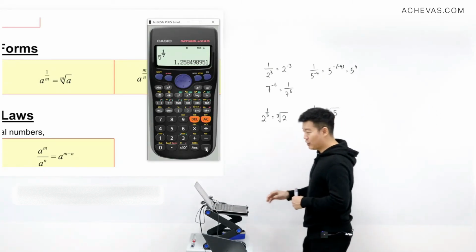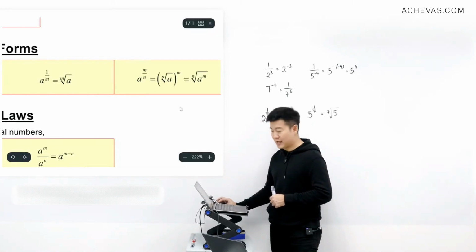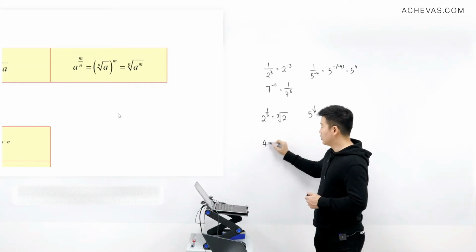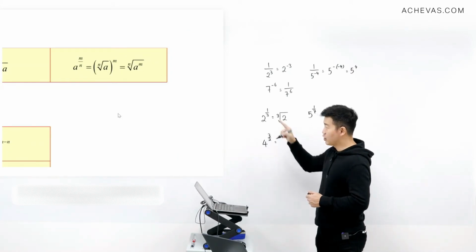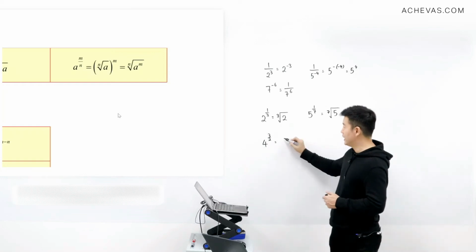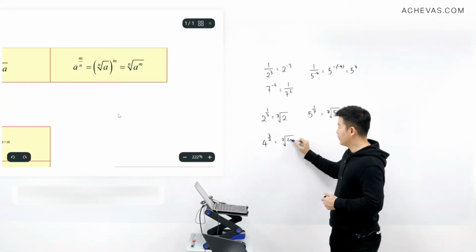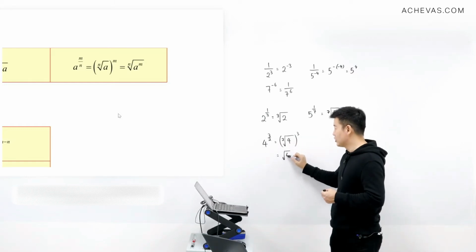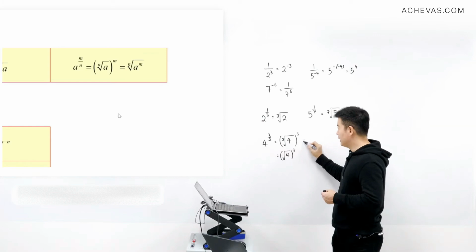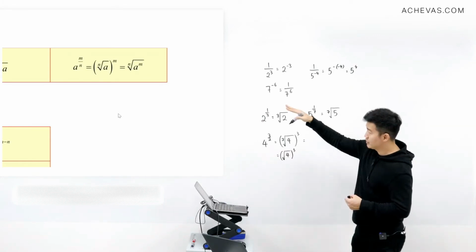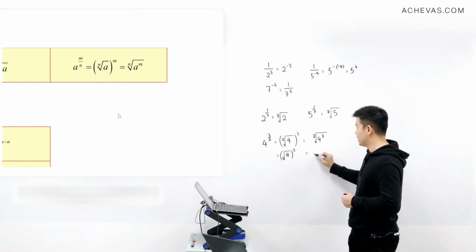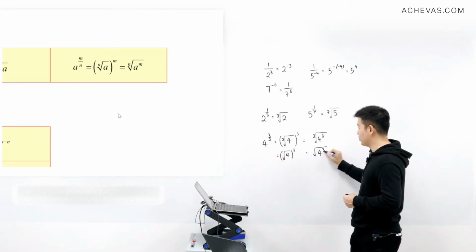Let me show you one more, and this actually looks very similar to what we have here. a to the power of m over n. For example, 4 to the power of 3 over 2. According to what we are looking at here, this can be written as the square root of 4, to the power of 3. There's another version of this, which is the square root of 4 to the power of 3, which we also know we can write as simply the square root of 4 to the power of 3.